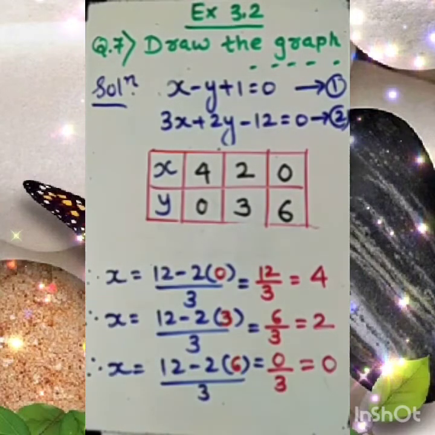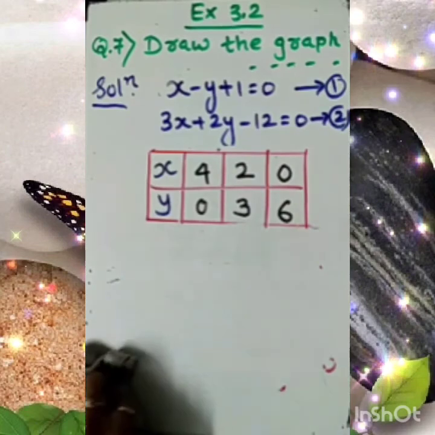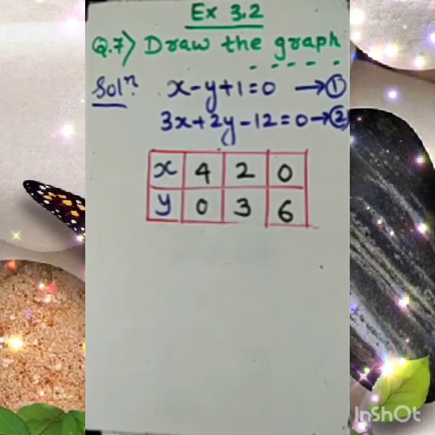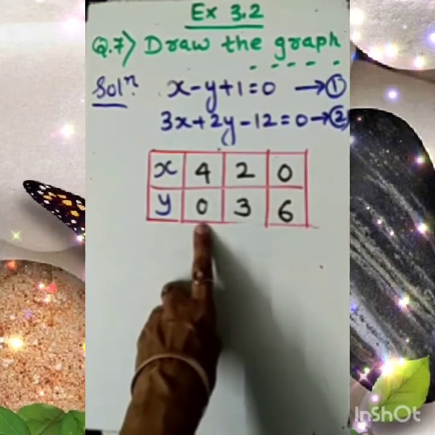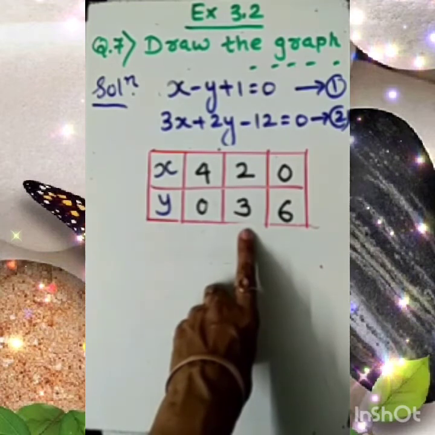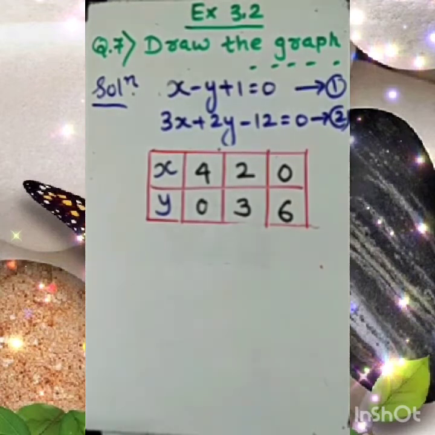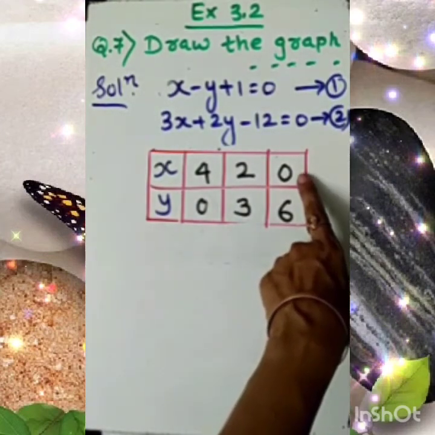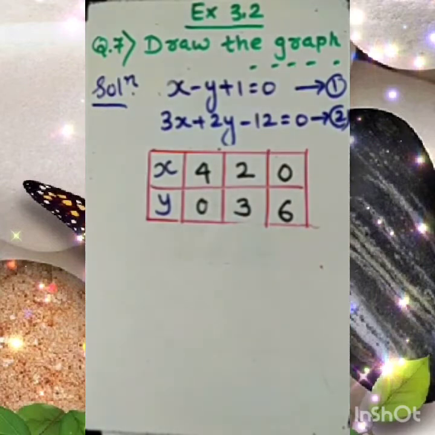Now you can see here, we can locate the points (4, 0), (2, 3) and (0, 6) on a graph paper. Clear to you? The point (4, 0) will lie on the x-axis because the y coordinate is 0. (2, 3) will lie in the first quadrant, positive, and (0, 6) will lie on the y-axis as the x coordinate is 0. Clear to you? So according to that, seeing the first and second linear equation, their graph must be in the first quadrant. So let's work out on the graph now.